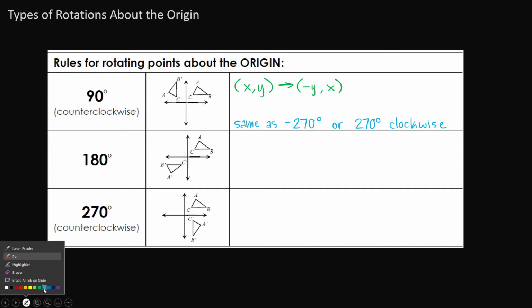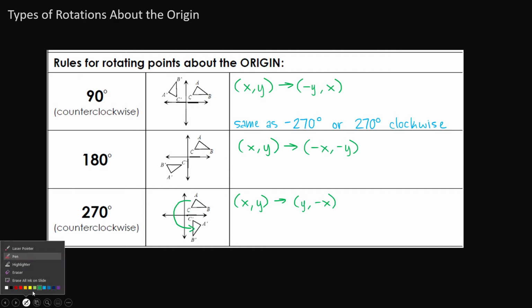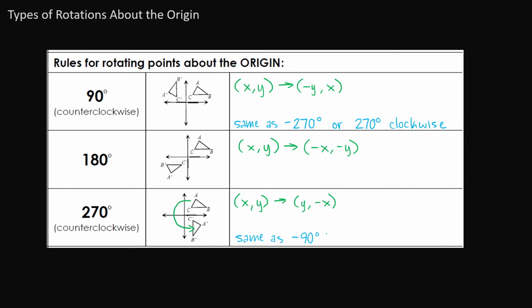A 180-degree rotation has a different set of rules here. We know that (x, y) becomes (negative x, negative y). In other words, change the sign of x and y. A 270-degree counterclockwise rotation, that means you're moving a total of 1, 2, 3 quadrants around. Here's the rule for that. (x, y) transforms to (y, negative x). It's kind of cool. It's exactly the opposite of a 90-degree counterclockwise rotation. Notice how we switched x and y, but this time x is negative. And a 270-degree counterclockwise rotation is the same as a negative 90-degree counterclockwise rotation, or 90 degrees clockwise.